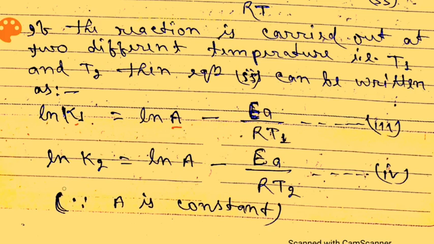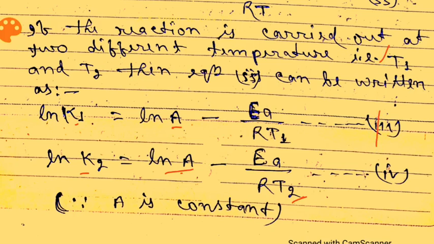Again, at temperature 2, it will be written ln K2, means log on base E K2 is equal to ln A minus EA by RT2. It is equation number 4. At first temperature, equation is 3rd, and second temperature, equation is 4. So, there is no change in ln A because it is constant. Then, we have to calculate the single equation.